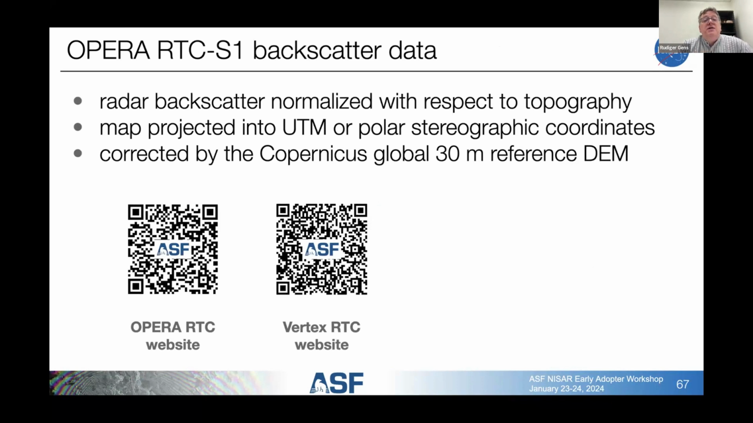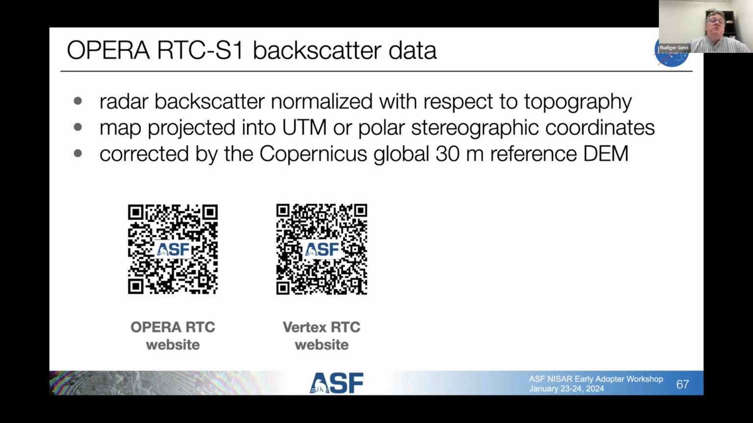Similar things apply. It is the radar backscatter normalized with respect to topography. Joshua captured that part. So this data is terrain corrected. So the geometry is corrected, and the data is not leaning towards the sensor anymore. So it's in its correct geometry. And at the same time, the brightness or the backscatter is normalized, so that the imagery looks as normal as it can be. Same thing, it's map projected to UTM or polar stereographic coordinates, depending on where you are.